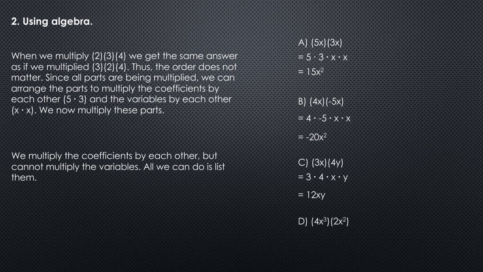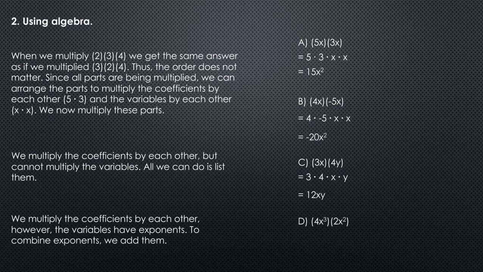Another example is 4x to the power of 3 multiplied by 2x to the power of 2. We multiply the coefficients by each other, however the variables have exponents. To combine exponents, we have to add them. So 4 multiplied by 2 is 8. And then we have x to the power of 3 multiplied by x to the power of 2. The exponents 3 and 2 combined will equal 5. So our answer will be 8x to the power of 5.